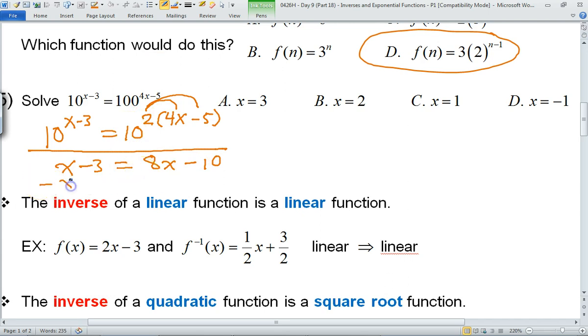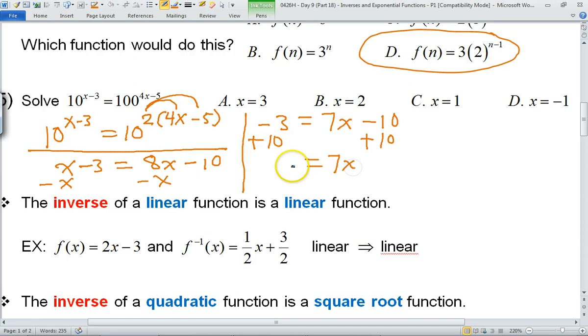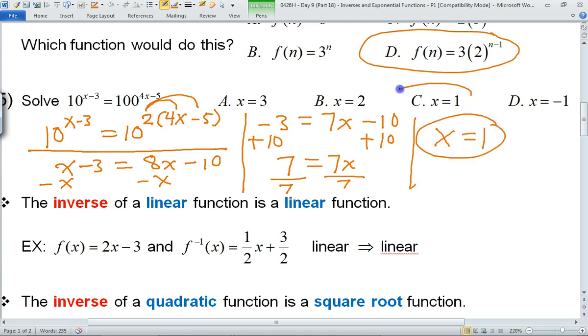I want to subtract x from both sides to get those x's together. That's going to give me negative 3 equals 7x minus 10. Then I would add 10 to both sides, and that's going to give me 7x equals 7. Then I would divide both sides by 7 and I would get x equals 1. That means C is the correct answer.